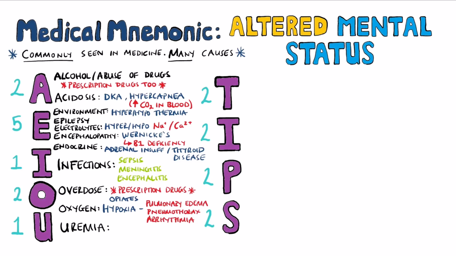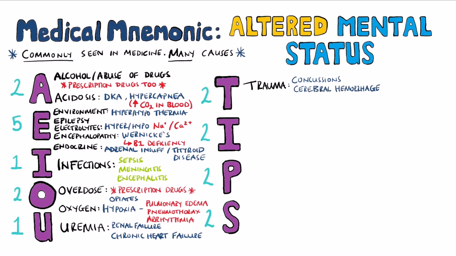Next, we have U for uremia, meaning an excess of urea in the blood. This comes from things like renal failure or congestive heart failure. T is for trauma, such as concussion seen often in rugby or NFL players, as well as things like cerebral hemorrhages. Also, we have T for tumours. I reminds us of insulin. If you take too much, you can end up hypoglycemic. If you don't take enough, you might end up in diabetic ketoacidosis, as we mentioned earlier.